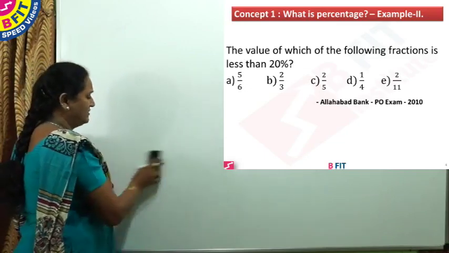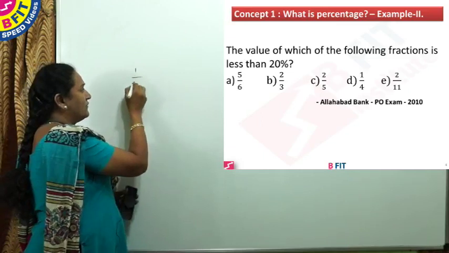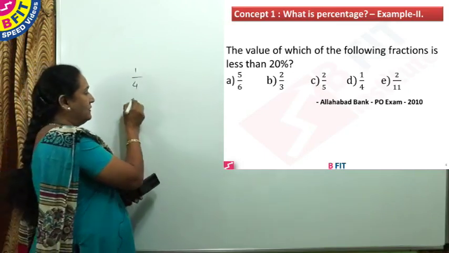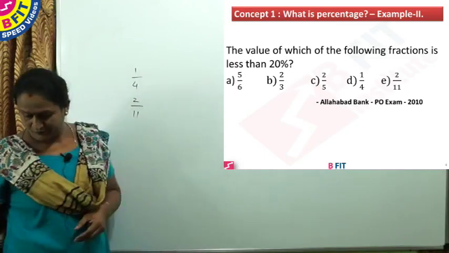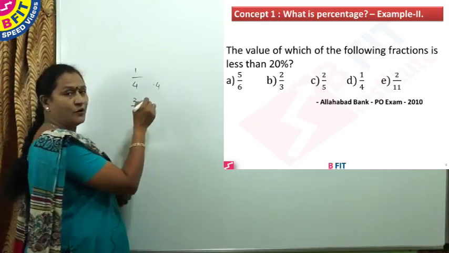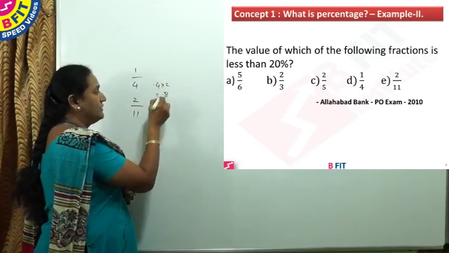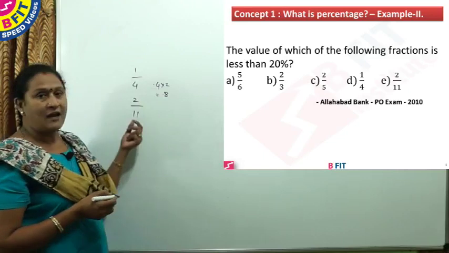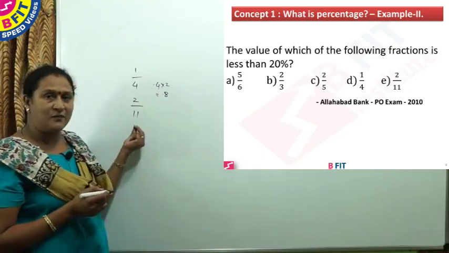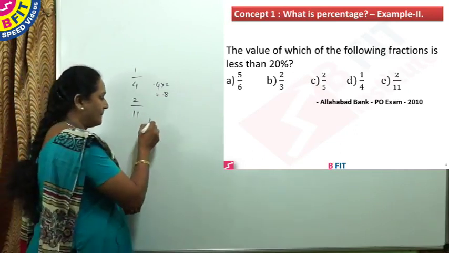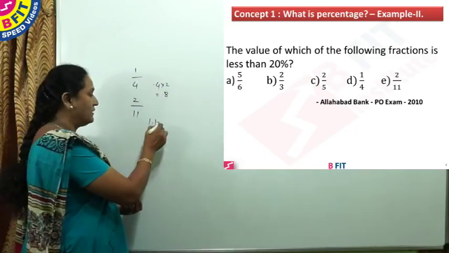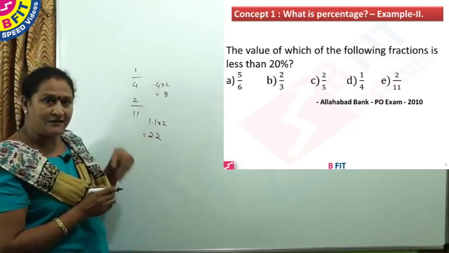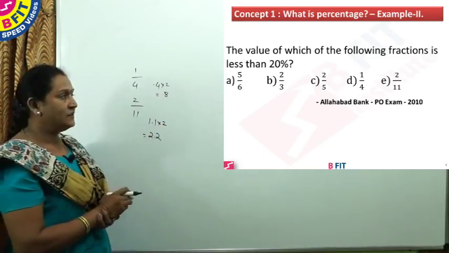The next fraction is 1 by 4. It is 25%, so it is more than 20%. For 1 by 4, 10% of the denominator is 0.4, into 2 it is 0.8, so we have more than 20%. So this is not the fraction less than 20%. Checking for 2 by 11, what is 10% of the denominator 11? 1.1 is 10%, into 2, so it is 2.2. So we have a numerator less than 20%. So 2 by 11 is the required answer.